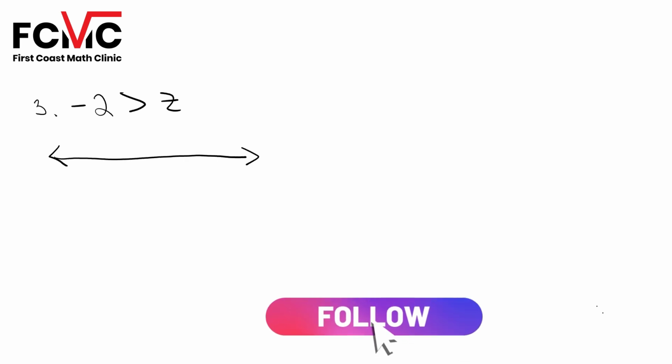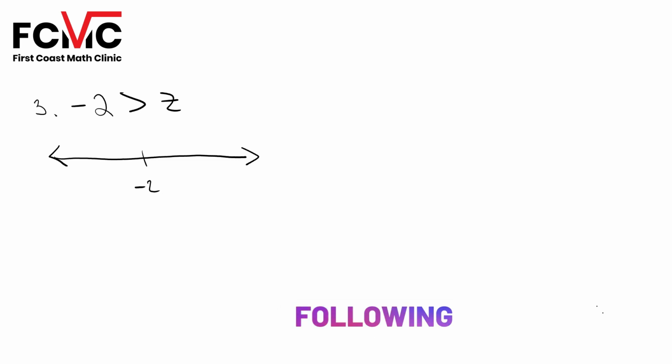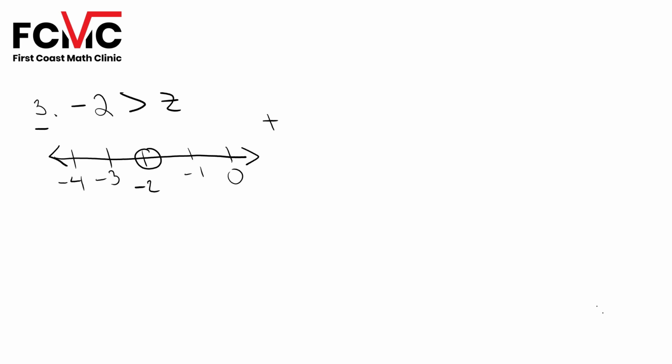For number 3, let's do negative 2 is greater than z. So we want to start with negative 2 in the middle. We just have greater than, so we're going to have an open circle. Larger values to the right, smaller values to the left. So this is like negative 1, 0, negative 3, negative 4. And if negative 2 is greater than z, remember another way we can write this then is going to be z is less than negative 2. Our variable is less than our number, so we're going to be shading to the left.